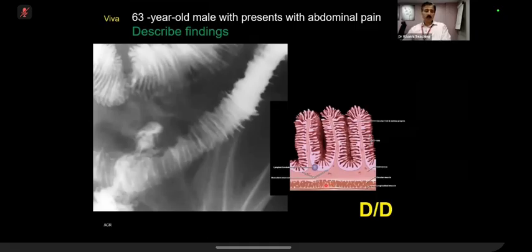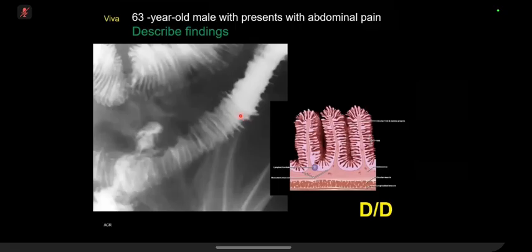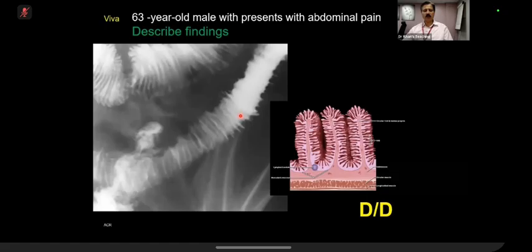Okay, this is your last film. Now, this is a spot film of a barium meal follow-through. I just want you to describe if there is mucosal thickening or not. Over to you. Yes, there is a mucosal thickening. Can you describe the radiological findings? How will you describe it in the exam?